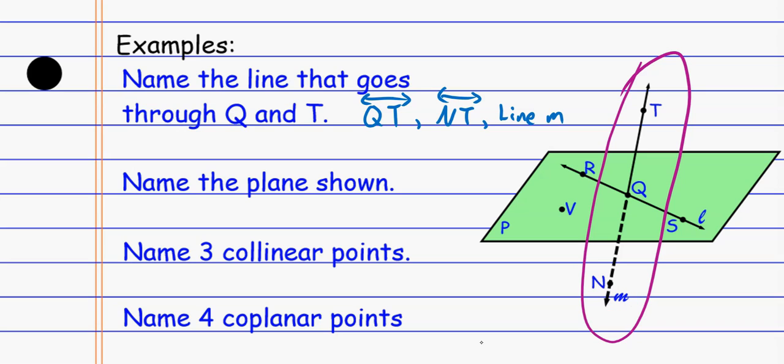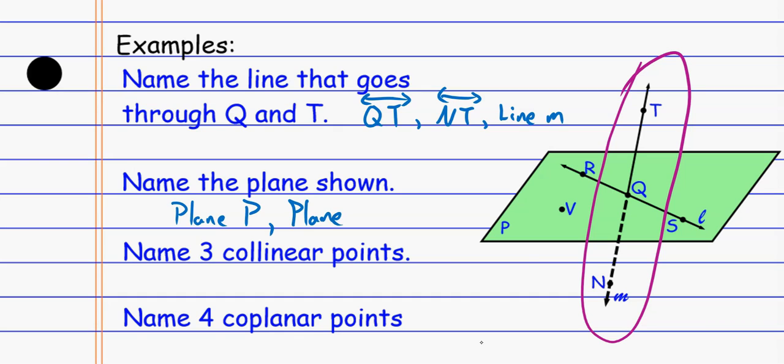And there are other ways to label this. We could do TN or QN or something like that. But again, the idea is clarity. As long as it's clear that I'm talking about a line and it's the line that goes through those points, I'm good to go. It also says name the plane shown. So again, I just picked 3 points that are on the plane. You'll also notice that down here in the corner, there's a letter that's all by itself that's not representing a point. That's a way of representing the plane as well. So I'm going to literally say plane P. Or if I don't have that, I just name 3 points.